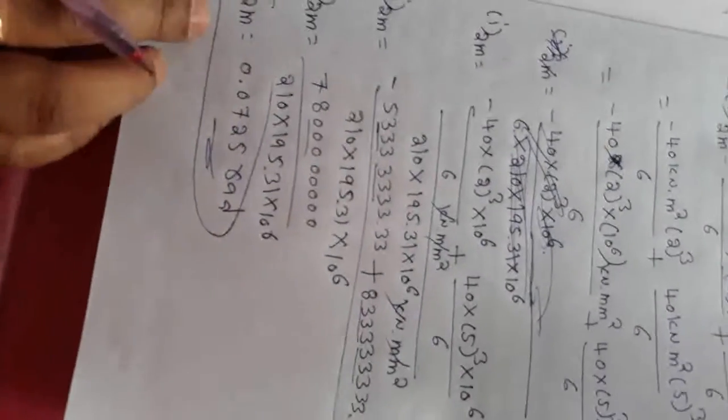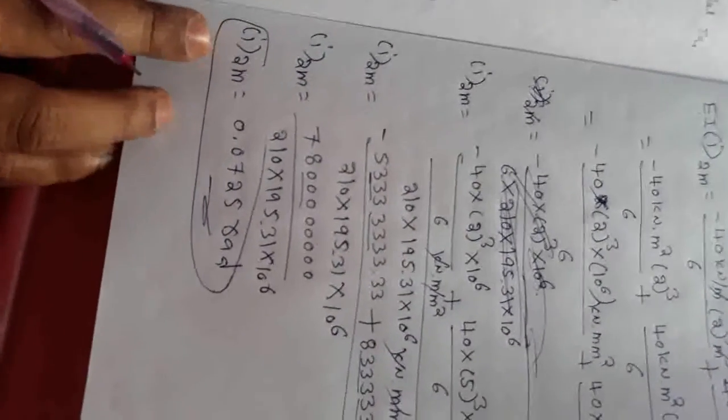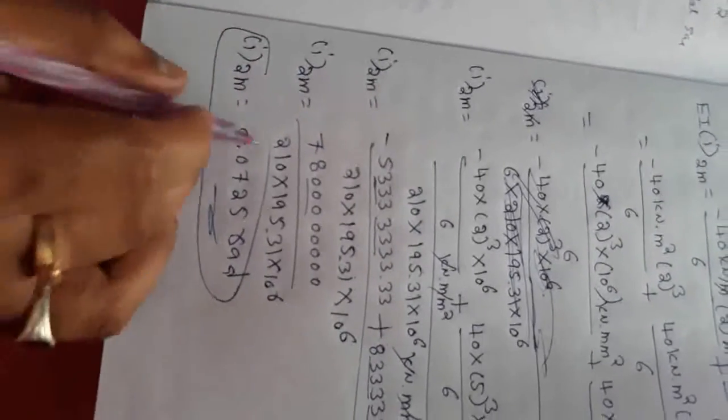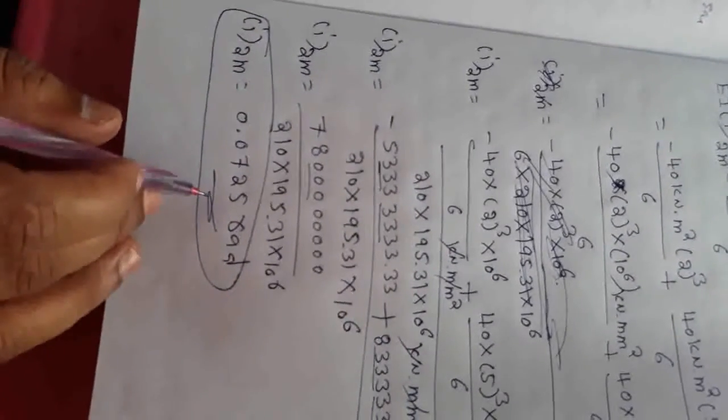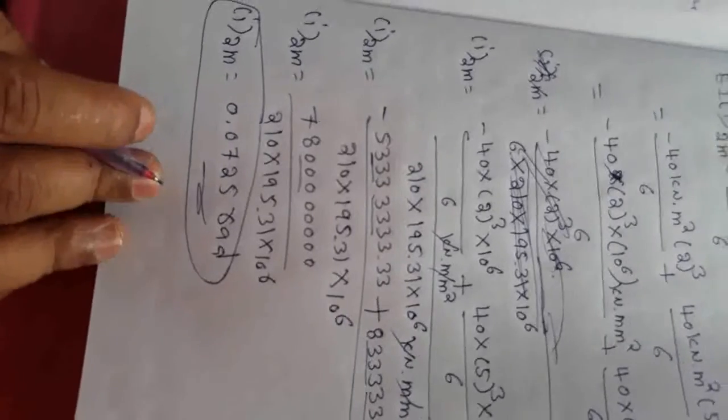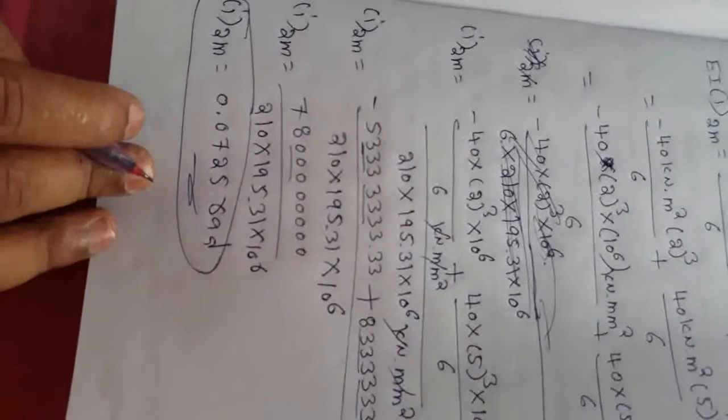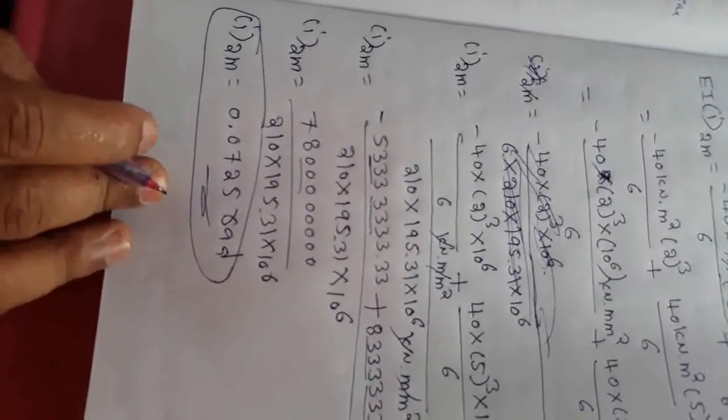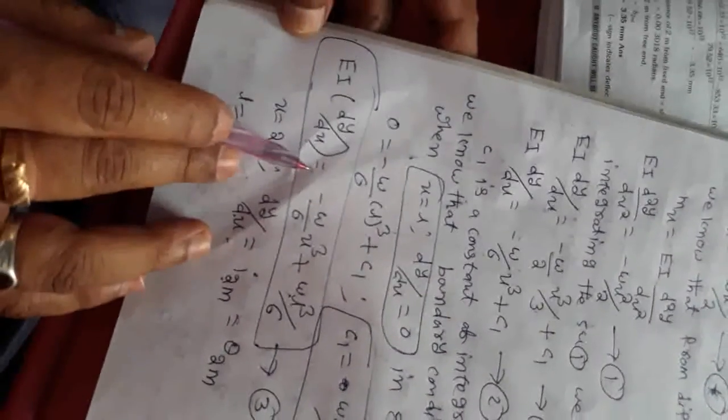So in this video, first we found the slope at 2 meters from the free end. This is the answer for 2 meters from the free end. In the next video, we are going to find the deflection at 2 meters from the free end by using these equations.